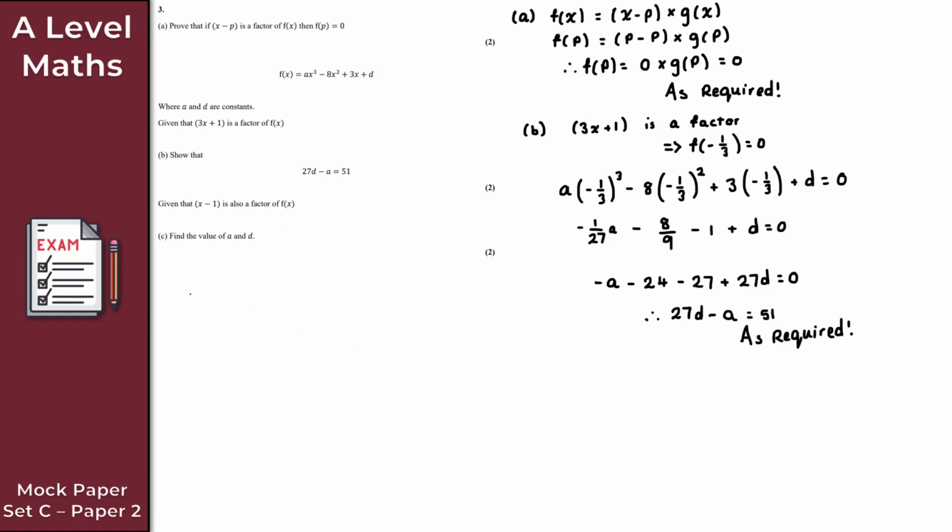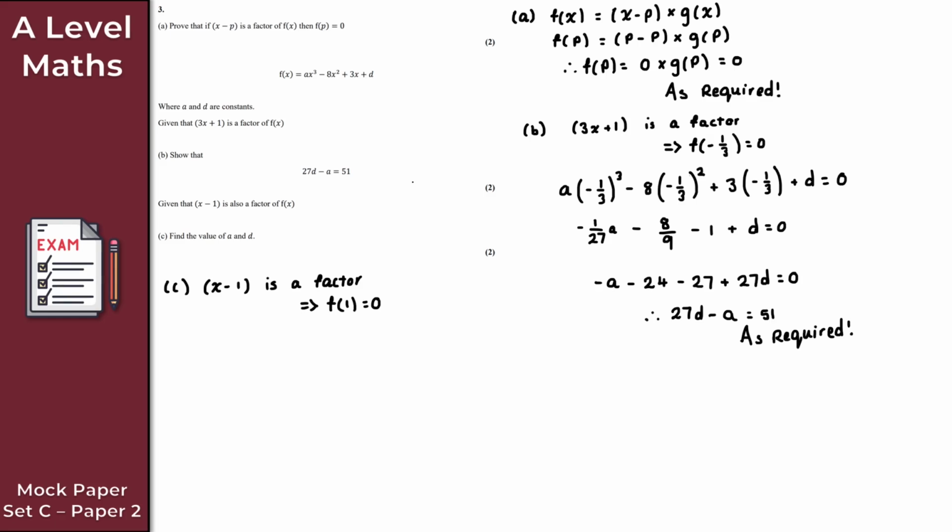And then finally for the very last part of this question here, part C, we're also given that x minus 1 is also a factor of f of x. So what we want to do here then is find the value of a and d. So if x minus 1 is a factor, then in that case here, what we know is f of 1 is equal to 0, right? So all we need to do here then is just substitute 1 into f of x, okay? And what should happen then is we should obtain another expression similar to this, right?